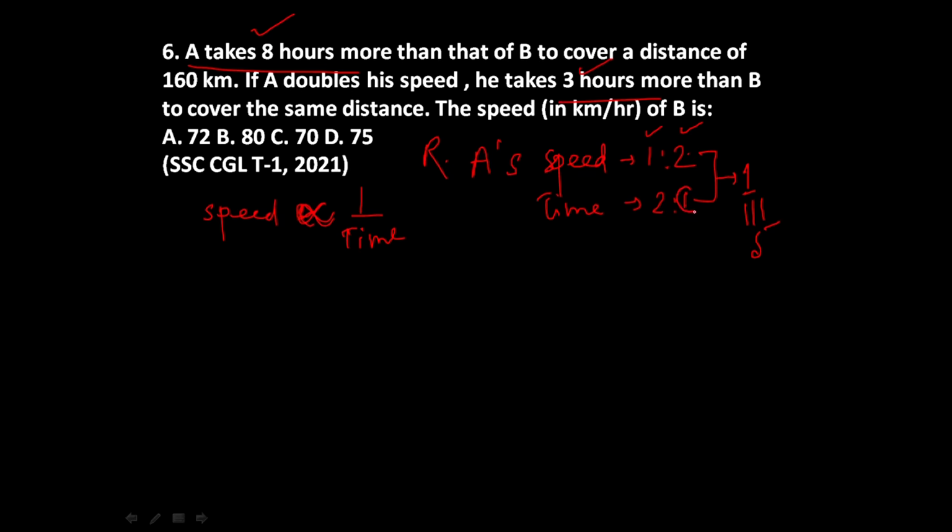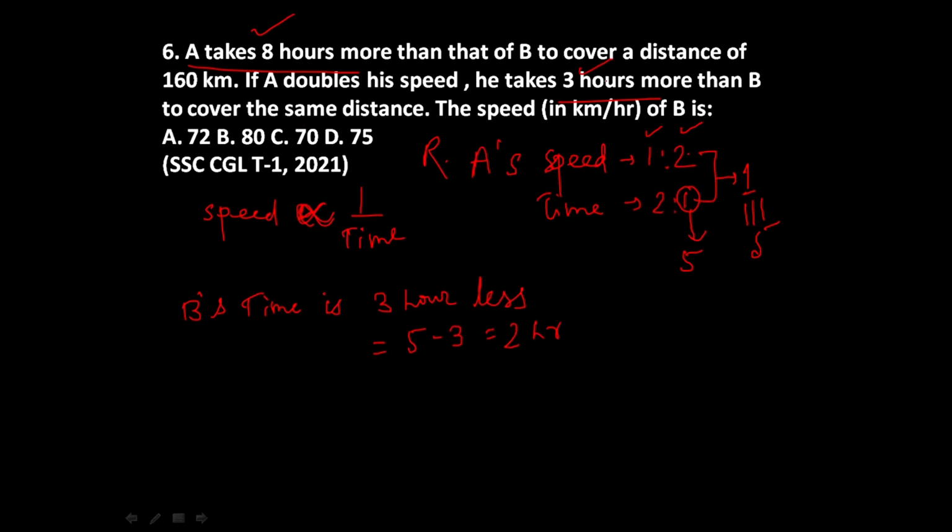So here the time taken by A is 5, but in the question A takes 3 hours more than B to cover the distance. So B's time is 3 hours less, right? 3 hours less. So it will be 5 minus 3 is equal to 2 hours.